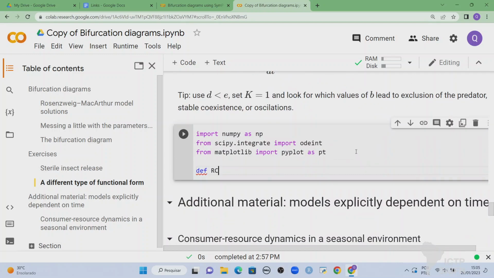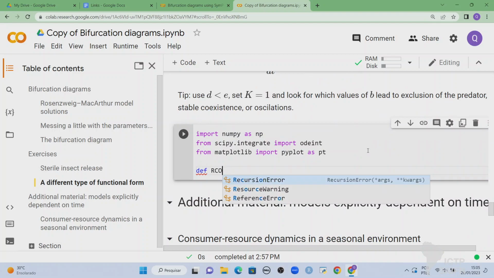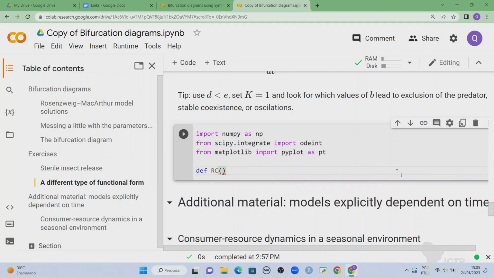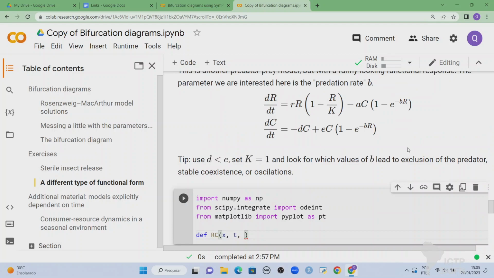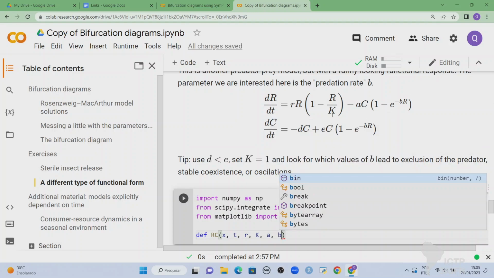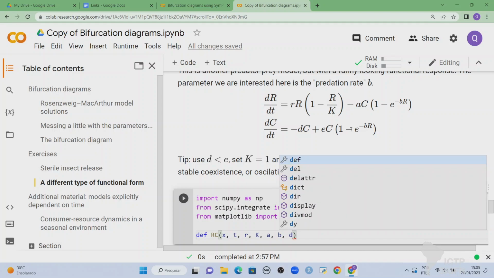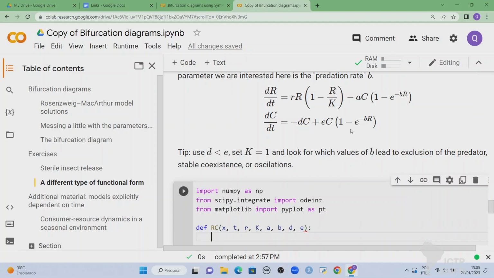this RC function, although this is a general resource-consumer model. I don't know any name for this equation. It will receive an X that is an array with the values of R and C, then T, and then the list of parameters. So there will be R, K, then A, B, then G, and then E, okay? And then I write down the equations.